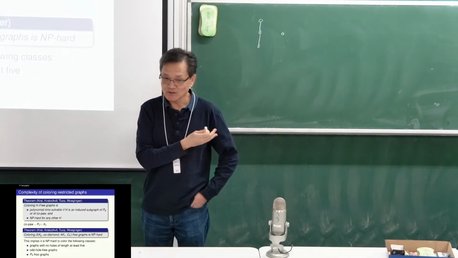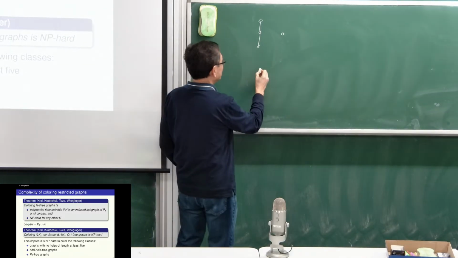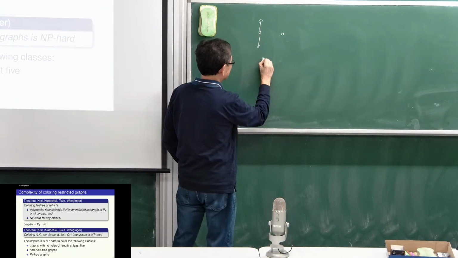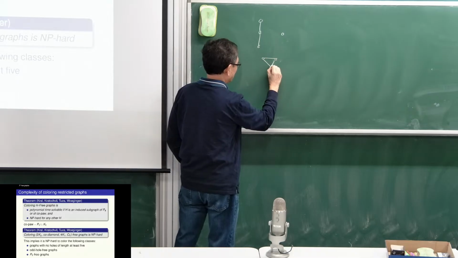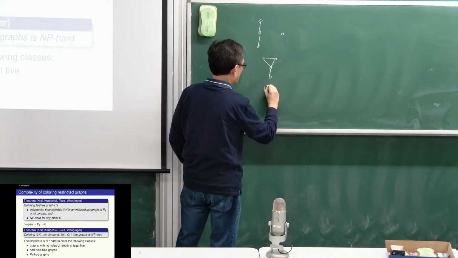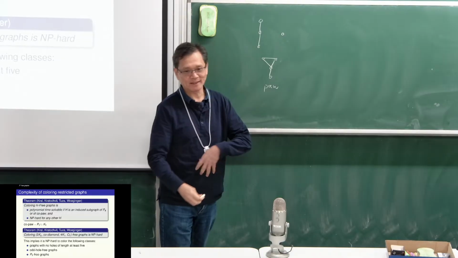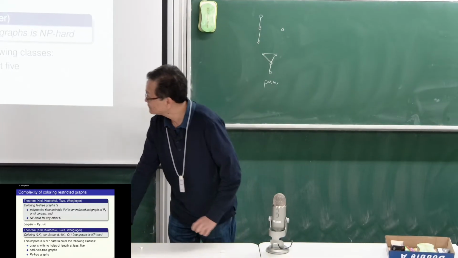The reason why this is called a copaw is because the complement of it, which is this graph, is called a paw. So co means complement.